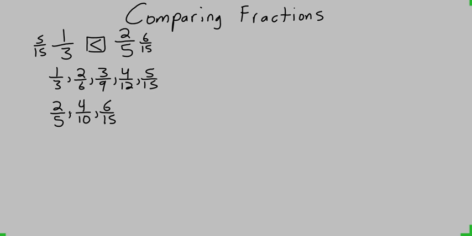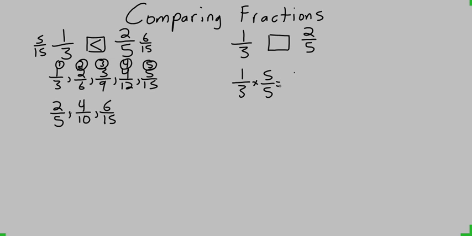Although this gets to be a really long, tedious method, it will work every time if you really get stuck. But if I wanted to compare the same question a little bit quicker, we found the first, second, third, fourth, fifth term for 1/3. So we took 1/3 and multiplied it by 5 over 5 to get 5/15. And we had 2/5. Well, that was the first, second, third term, so we multiplied that by 3 over 3 to get 6/15.